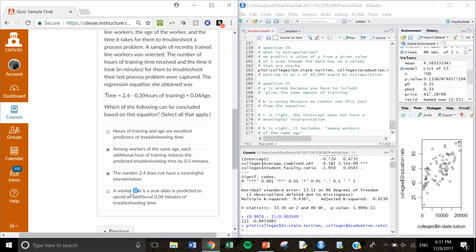D, a worker that is a year older will spend an additional 0.04 minutes of troubleshooting time. This is not right because it does not include given the same amount of training. In interpreting multiple regression output, you have to say given that the others are the same. So that's why D is not right. D is wrong because you have to include given the same amount of training. The answer is just B and C.